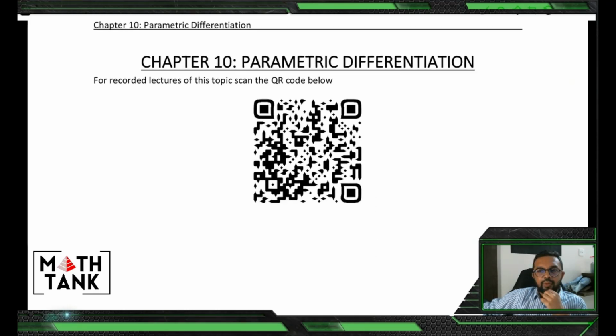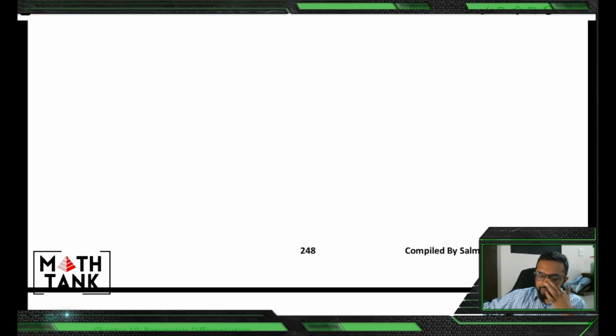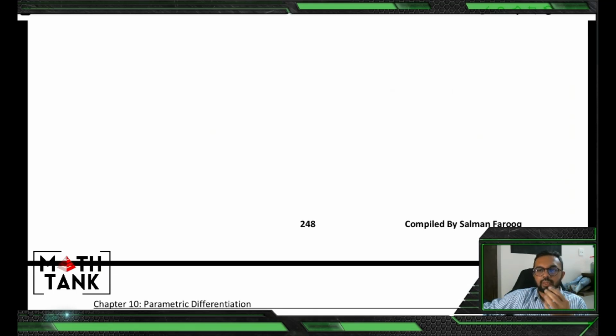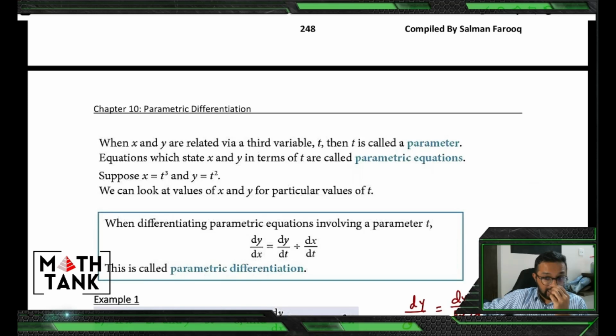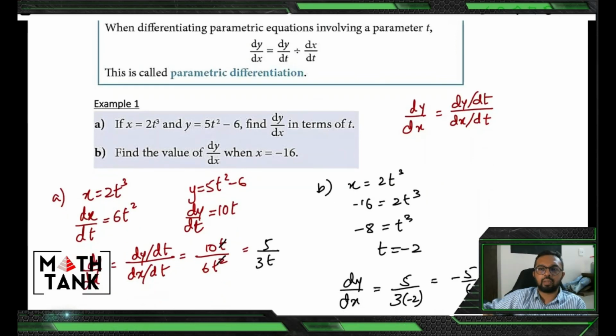The last type of differentiation is parametric differentiation. In implicit, the function could not be separated. X and y were together, so you could not separate that. In parametric differentiation, the function is so separated that you can't put it together. So you don't have an equation in x and y. X is defined in terms of a parameter, y is defined in terms of another parameter.